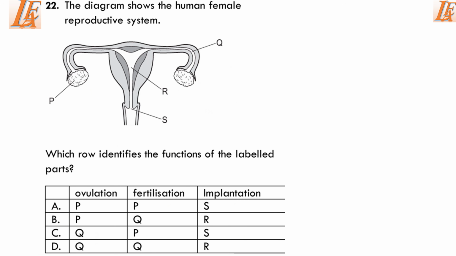Question 22. The diagram shows a human female reproductive system, and you can see it here labeled P, Q, R, and S, where P, this is an ovary. Then we have Q, this is a fallopian tube. And then we have R, which is a uterus. Then we have S, which is a cervix. Now the question is, which row identifies the functions of the labeled parts?